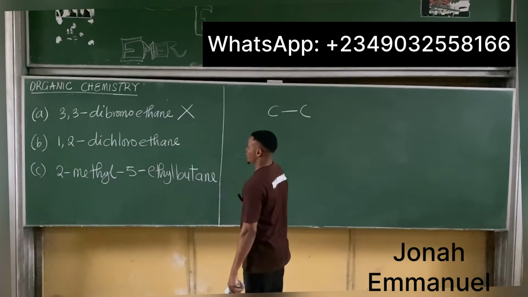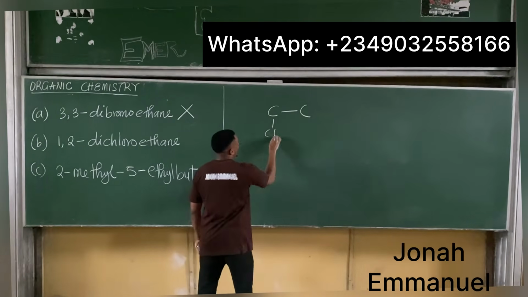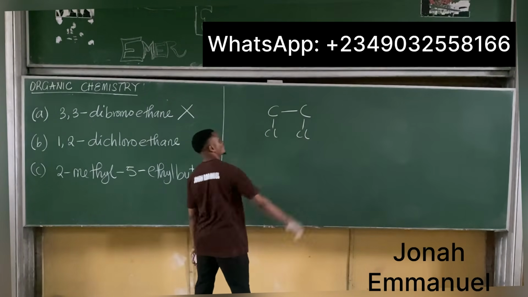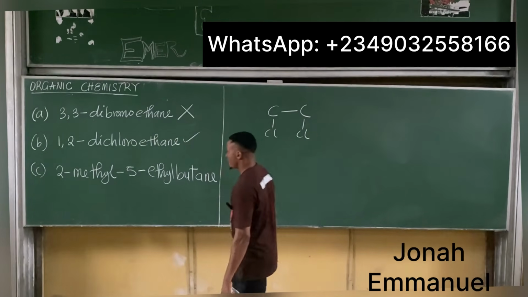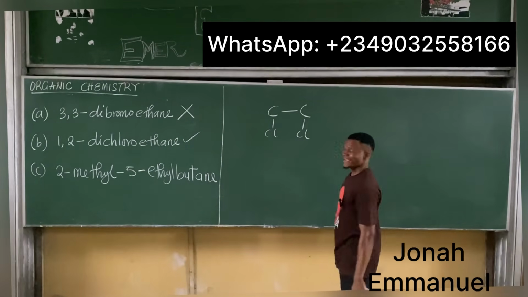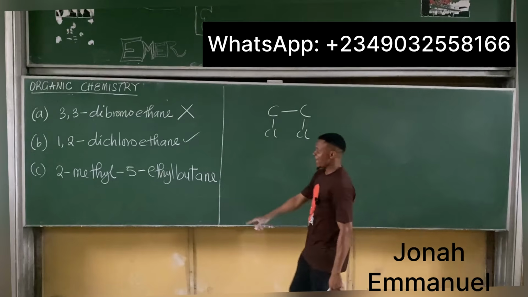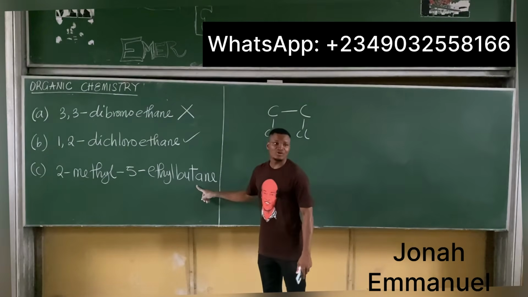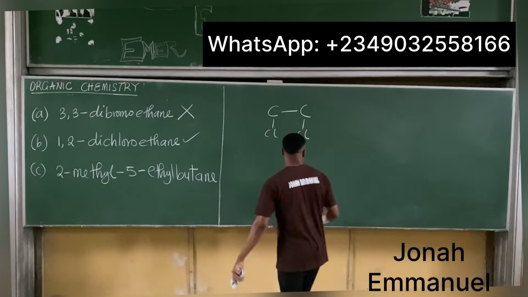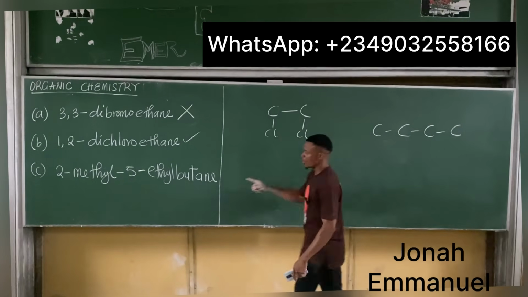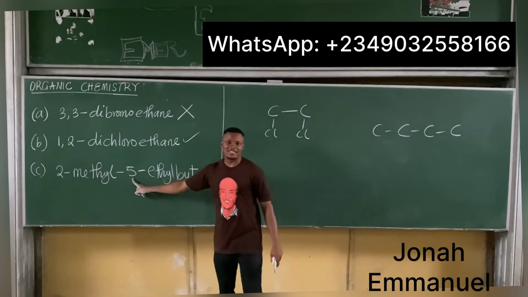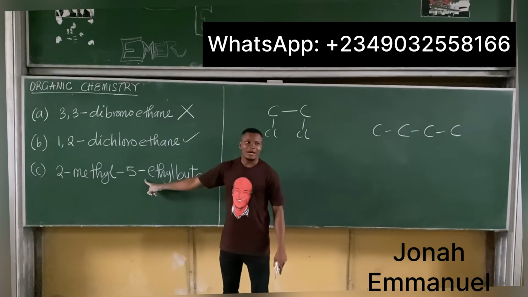1,2-dichloroethane is possible, Abi? Cl. 1,2-dichloroethane. This is possible. What about 3? 5-ethyl. I'm having butyl. But how many there? 4 carbon. I'm having 1, 2, 3, 4. This is butyl or butane. So where are you getting 5-ethyl from? How do you count 5 here?